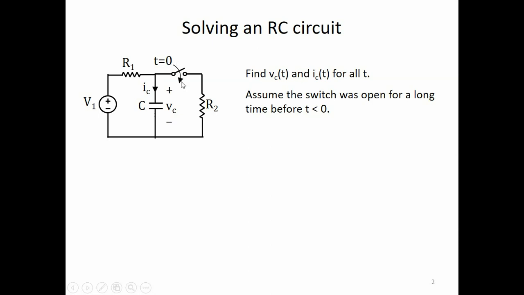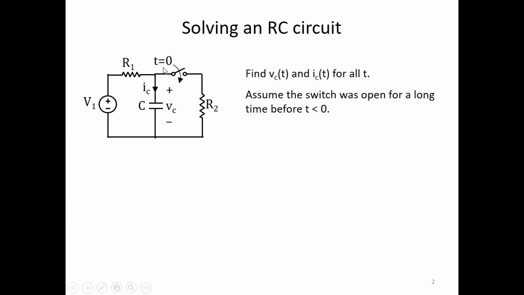is closed at t equal to 0, and we are asked to find the capacitor voltage and the capacitor current for all times. We are also told that the switch was open for a very long time. Usually this is always given, and what that means is that for t less than 0, the circuit had reached some DC steady state, because whenever switches are opened or closed, capacitor voltage is changed with time.